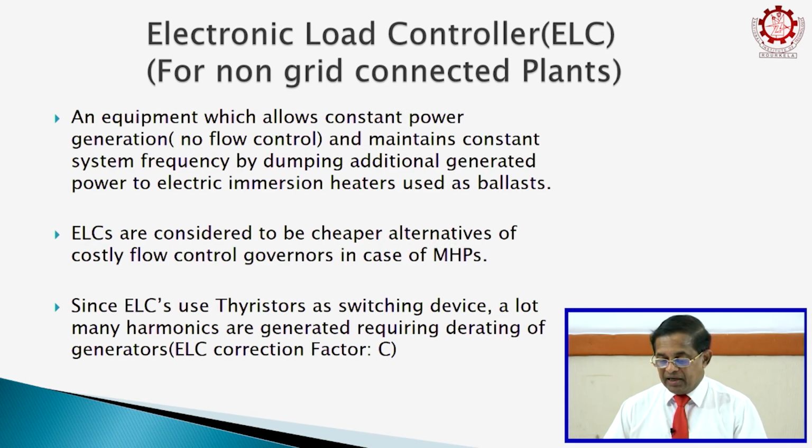So, an equipment which allows constant power generation, no flow control, and maintains constant system frequency by dumping additional generated power to electric immersion heaters used as ballast. Electronic load controllers are considered to be cheaper alternatives of costly flow control governors in case of mini hydropower or micro hydropower. Since electronic load controllers use thyristors as switching devices, many harmonics are generated requiring derating of generator. That is why we had to divide it by 0.83 because of the harmonic generation.